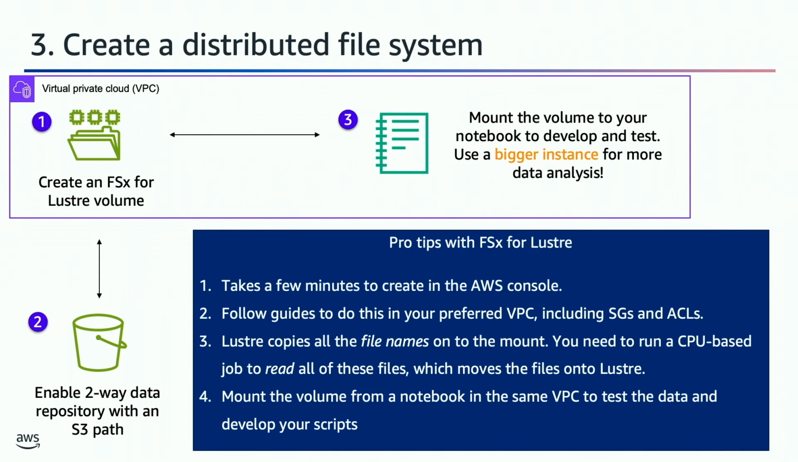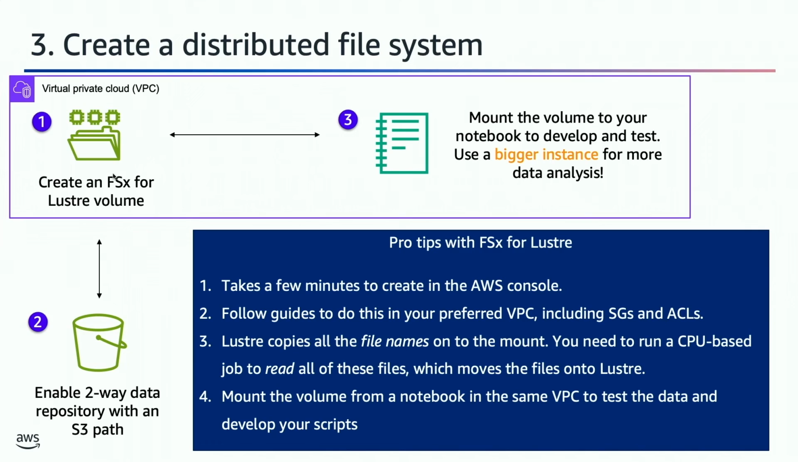So, a couple of pro tips for using FSx for Lustre. Again, it just takes a couple of minutes to create FSx for Lustre in the console. And then just follow guides to do this in your preferred VPC. Make sure you're tracking your security groups, your ACLs, things like this. One word of caution here is that Lustre is going to copy all of the file names onto the mount. So the mount, the volume, is going to have all of the file names.